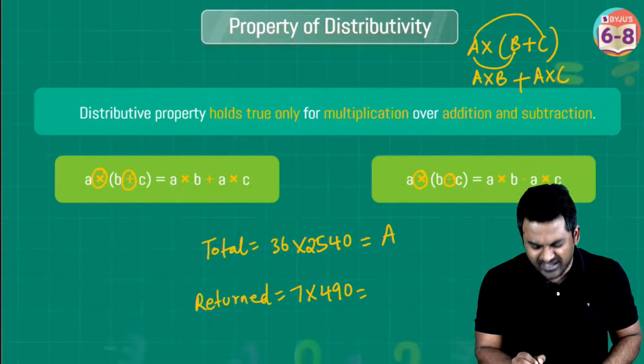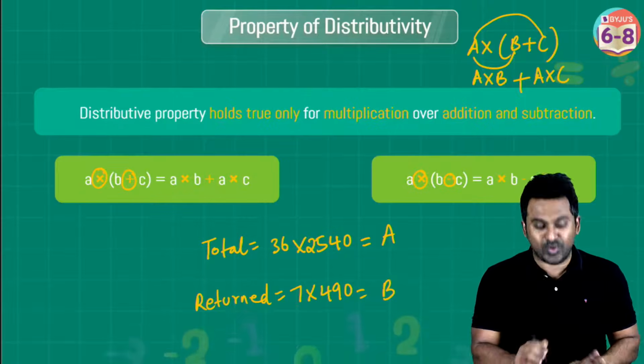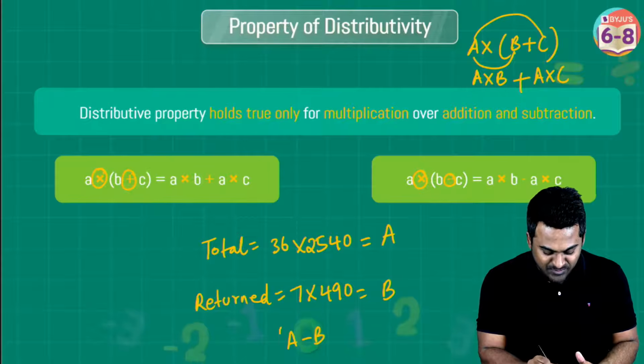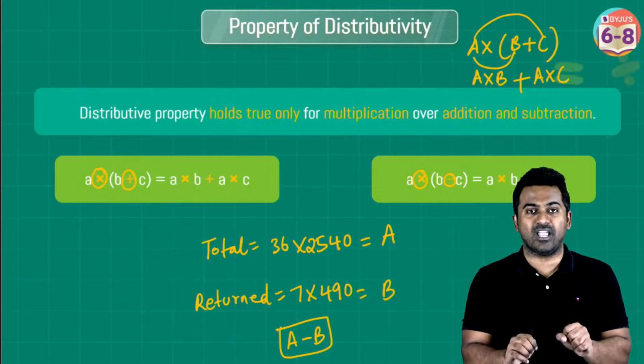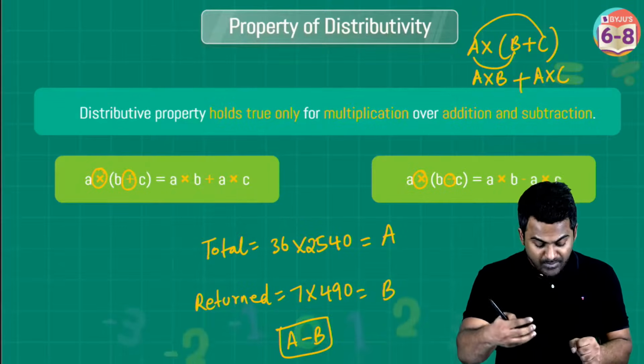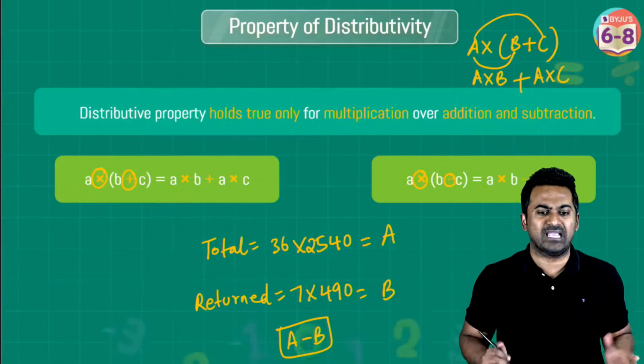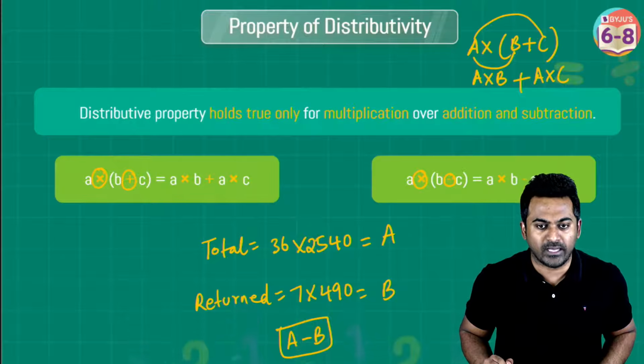What amount was spent on the picnic? Let's say you get some answer A here, okay? And then you get some answer B here. The amount spent on the picnic is going to be A minus B. The total amount collected, from that you will remove the amount that was returned back to the 7 students. This is how you can simply solve it, okay?